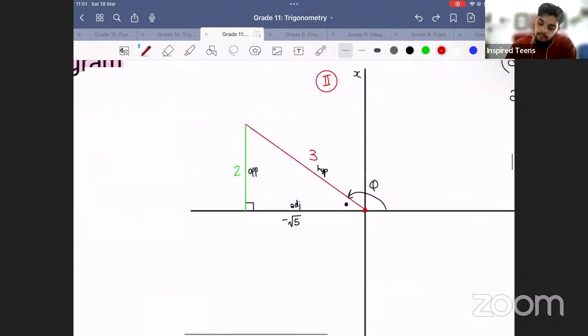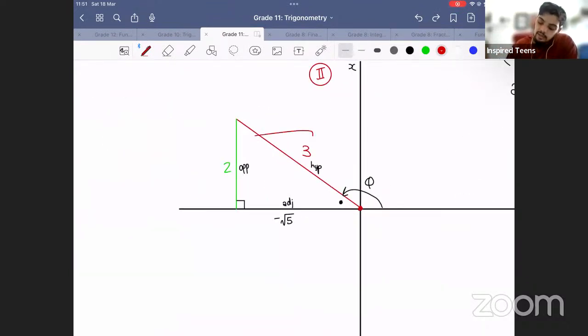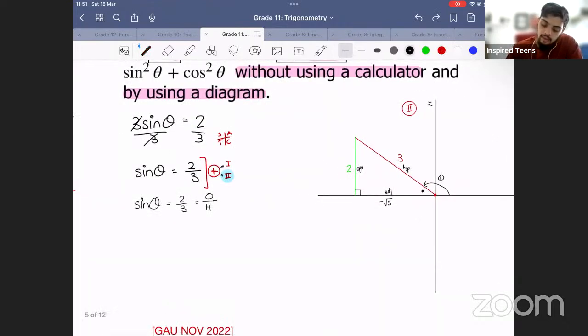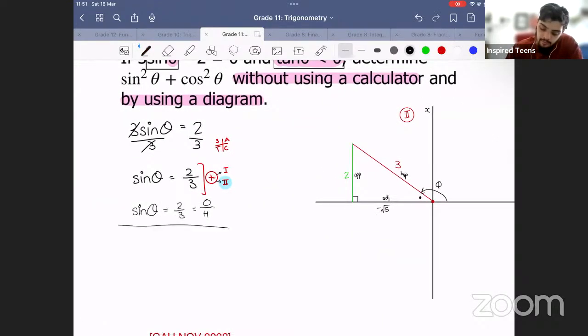Okay, so now we have an entire triangle filled in, completed in the correct quadrant, sorry, with the correct sign, negative. That's supposed to be positive. That's always positive. Now we can determine what they want us to determine. So they want us to determine sine squared theta plus cos squared theta.